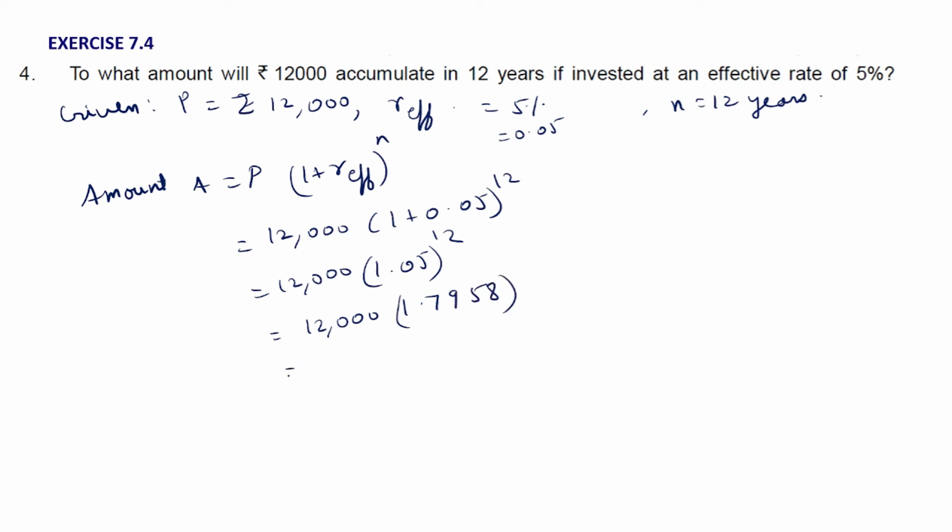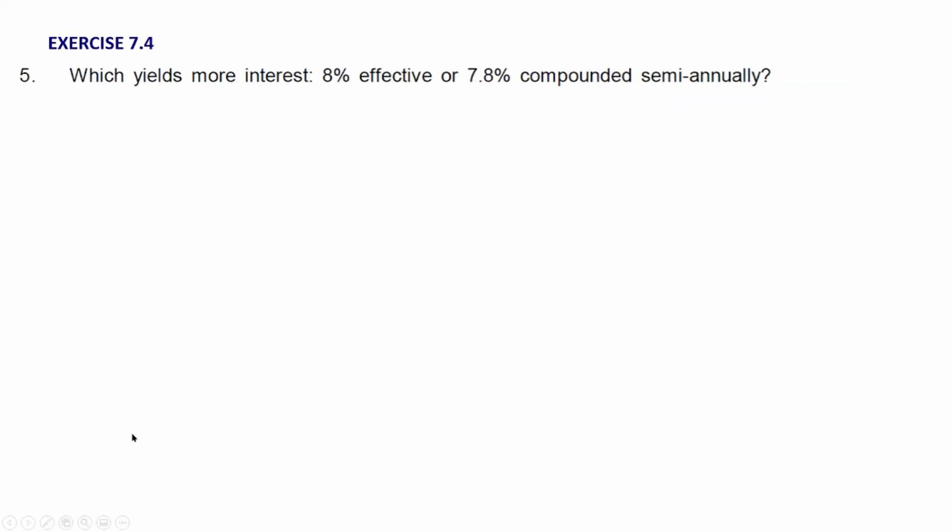1.7958. Now this when we simplify, we get it as rupees 21,549.6. Therefore, amount is equal to rupees 21,549.6. So a sum of rupees 12,000 accumulated in 12 years at an effective rate of 5% will give 21,549.6. Moving on to the next question.